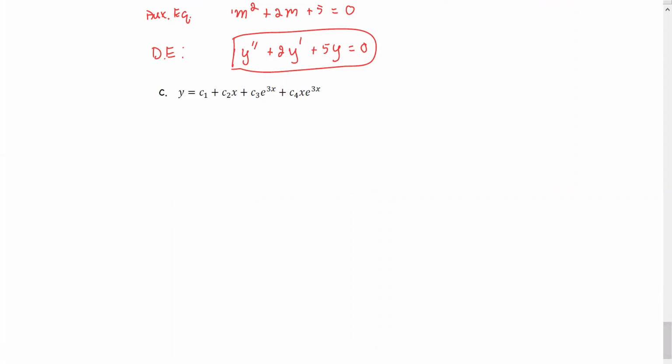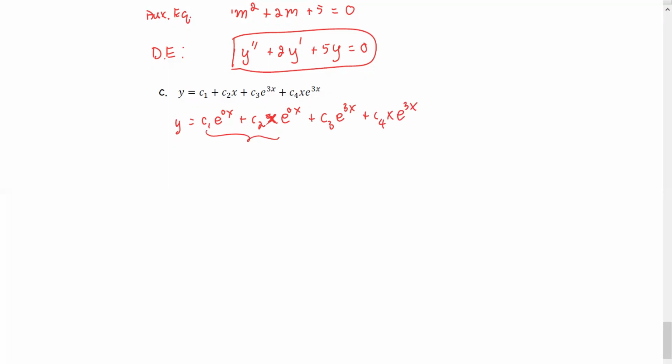For the last example, we have y equals c1 plus c2 x plus c3 e to the 3x plus c4 x times e to the 3x. We have c1, c2, c3, c4. That means we have 4 solutions. See the first one and the second one, or c1 and c2, we have no exponential form. We can rewrite it as c1 times e to the 0x plus c2 x times e to the 0x, and then plus c3 e to the 3x plus c4 x e to the 3x.